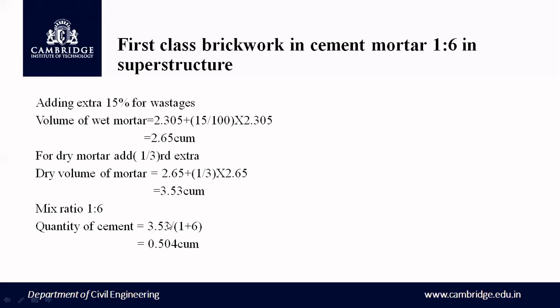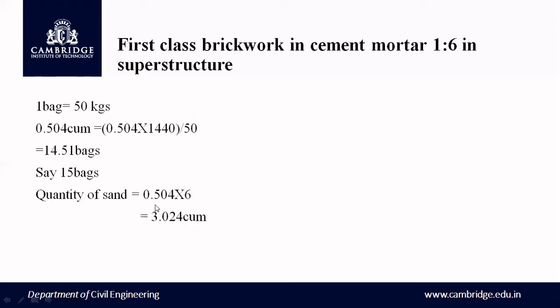Next step, calculation of the quantity of cement. Quantity of cement is equal to dry volume of mortar, which is 3.53, multiplied by cement ratio. Cement ratio is 1 divided by summation of proportion. Summation of proportion is 1 plus 6, that is 7. 3.53 divided by 7, we'll get 0.504 cubic meter.